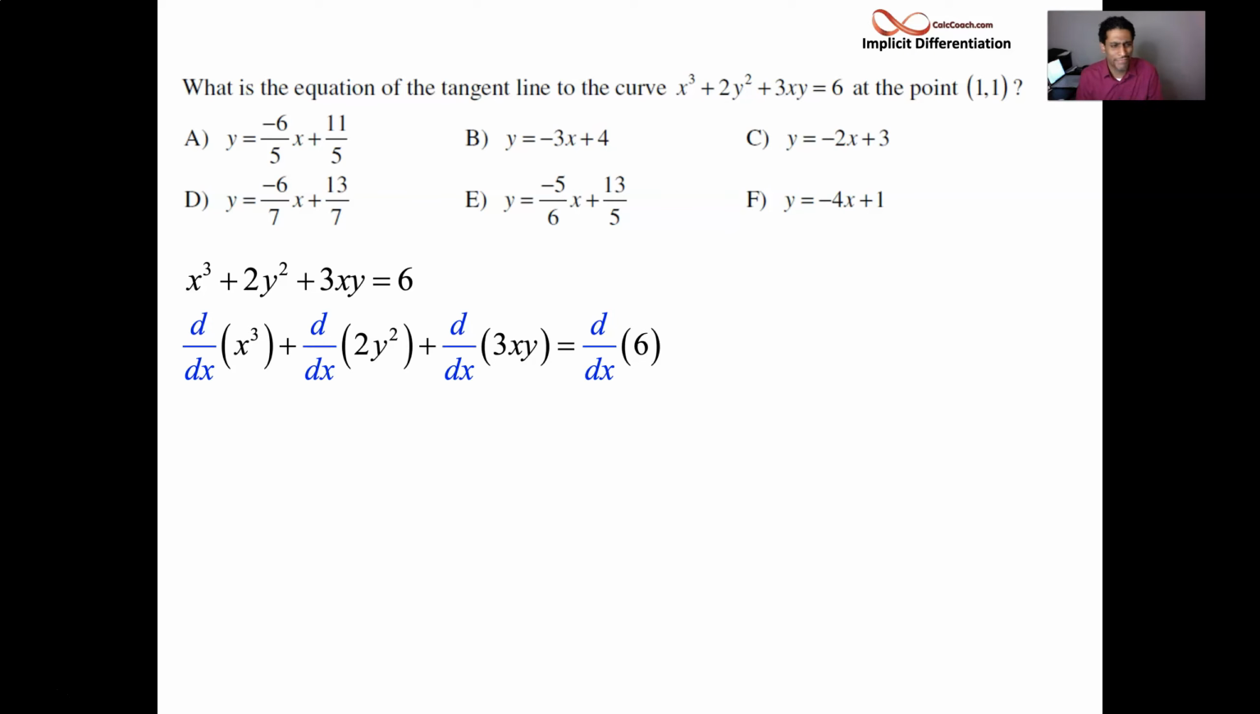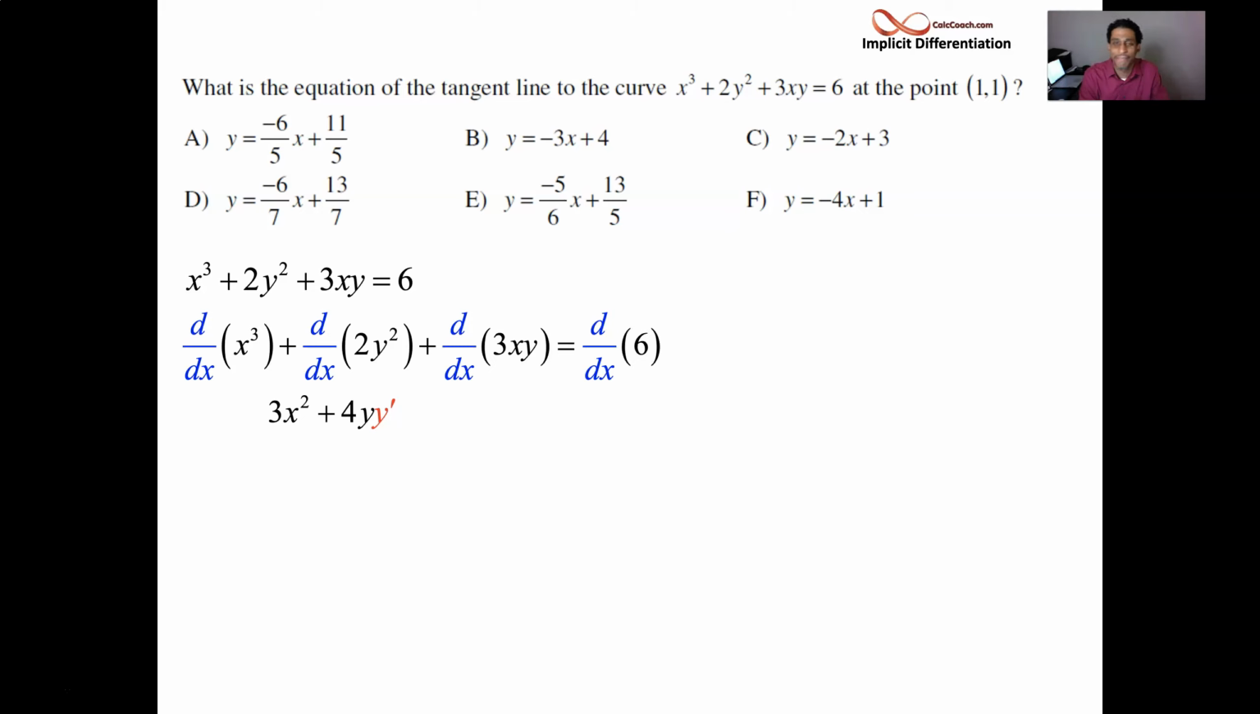So the first term, d dx on x cubed. The derivative of x cubed, 3x squared. Second term, d dx on 2y squared. The derivative of 2y squared is 4y, but you just took the derivative of a term with y, chain rule, multiply by y prime. You don't have to do that with x, but you need to do that with y. Y is some function of x, which we can't express, so we have to multiply by y prime from the chain rule.